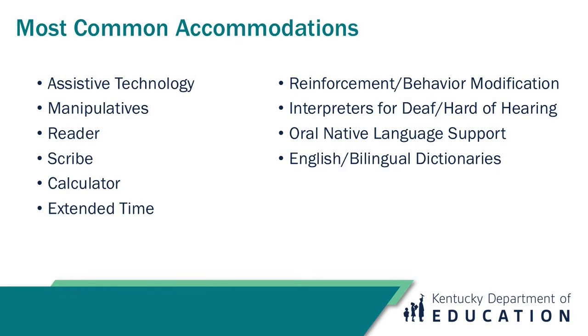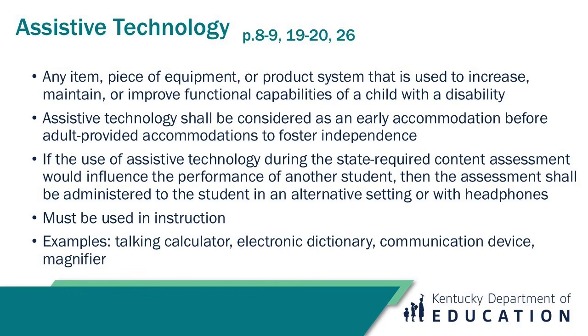On the screen are the most used, but not only, accommodations allowed on state testing. We will discuss each one from the regulation individually. Assistive technology is allowed and encouraged on state testing. The assistive technology may not reproduce, transmit, save, replicate, or serve as a pass-through for secure test materials.